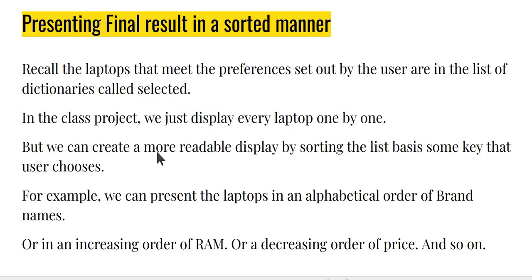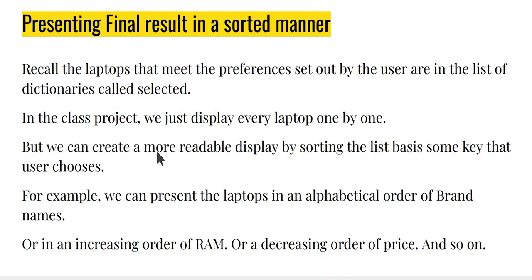Basically, once the laptops that meet the requirement are selected, they end up in this list of dictionaries called selected in our project, and they are displayed one by one. But then we can make it more readable by sorting this list on the basis of a certain key that the user wants. For example, the user might say, please put the laptops in an alphabetical order of brand names, or please put them in a decreasing order of RAM, or perhaps a decreasing order of price. Several possibilities come up.